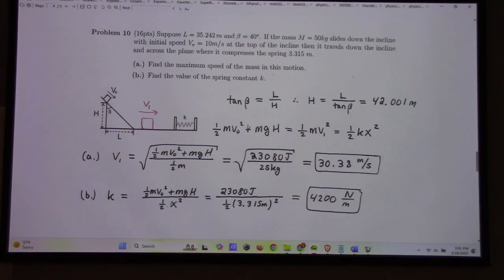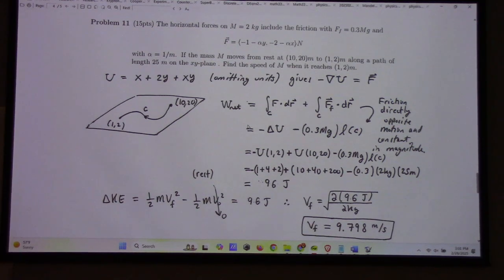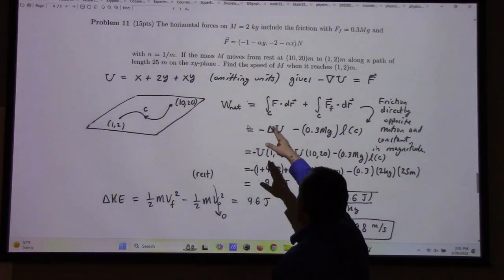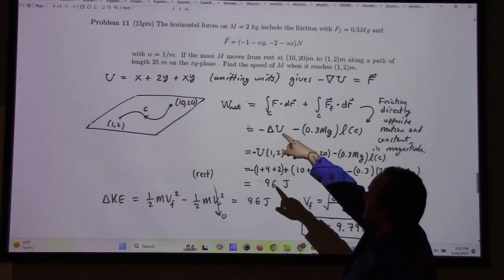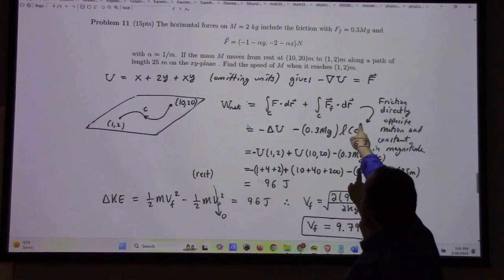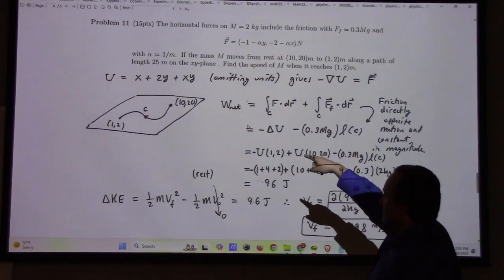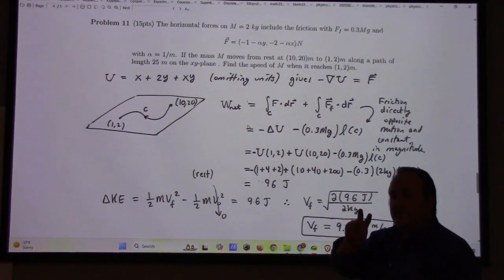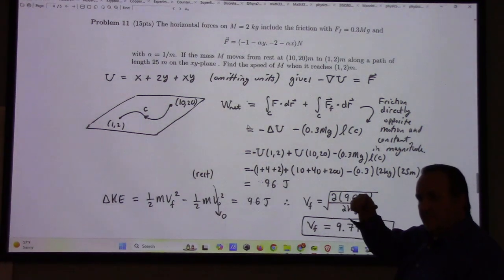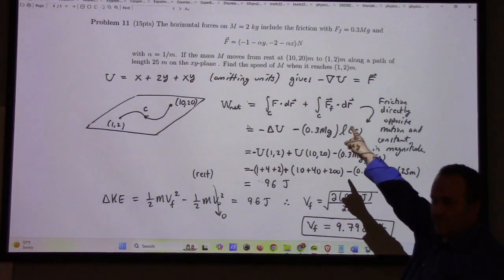All right, so you look at that. And then this one is kind of more relevant. This is kind of what I was just talking about. Here I gave you a horizontal force, which is given, and also the friction force. And they act on a mass that moves from rest from that point to that point along a path of length 25 meters in the xy plane. Find the speed of m when it reaches 1, 2. So to do this, you need to use a mixture of two things, which is that the work done by friction is the length of the path times the friction force with a minus, right? It does negative work. And also to calculate the work done by that force, well, that's a conservative force.